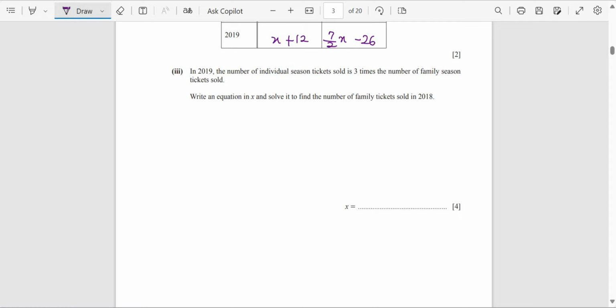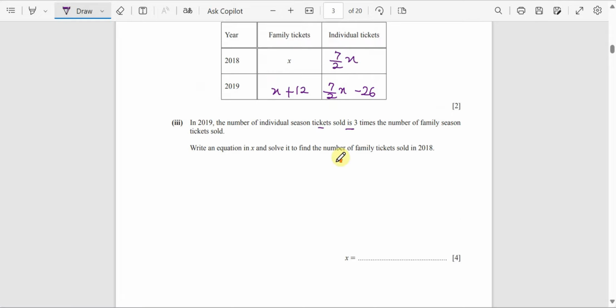We'll move to the next question. In 2019, the number of individual season tickets sold is 3 times the number of family season tickets sold. Write an equation in x and solve it to find the number of family tickets sold in 2018. Now let's be very careful. Let's interpret this question.